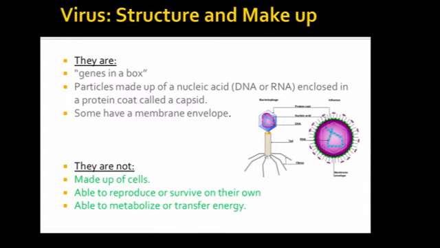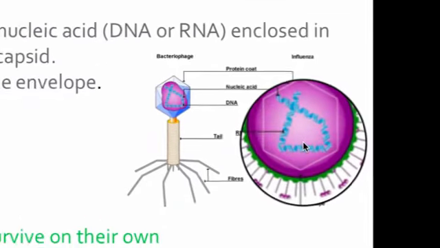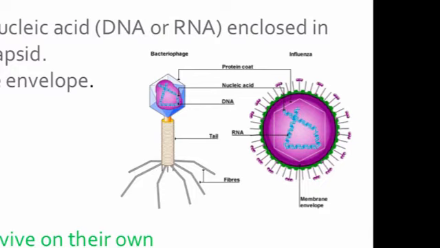So what are viruses? They are basically referred to as kind of like genes in a box. They're particles made up of a nucleic acid, and they're either made up of DNA or RNA, depending on which virus you're talking about, and they're enclosed or surrounded by a protein coat called a capsid. If you look at these pictures over here, we have the influenza virus that is made up of RNA as its nucleic acid, and then it has the lovely hexagonal protein coat around it.